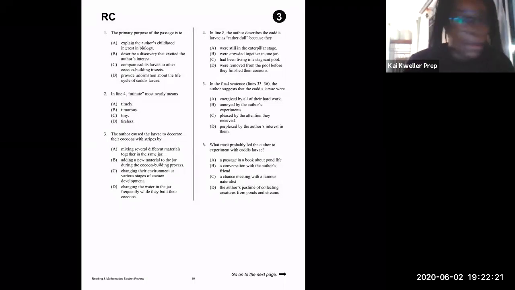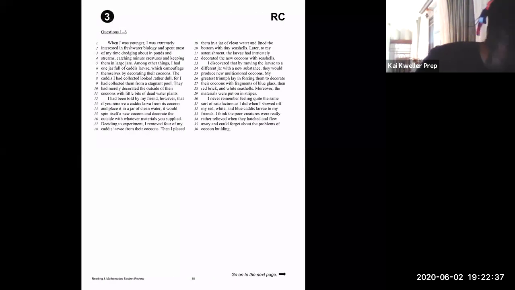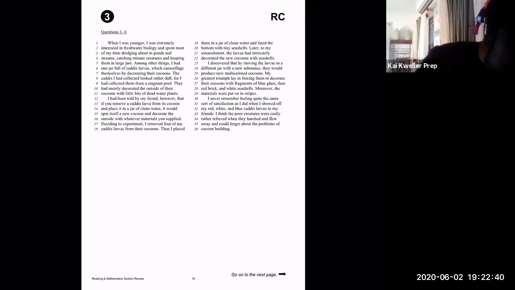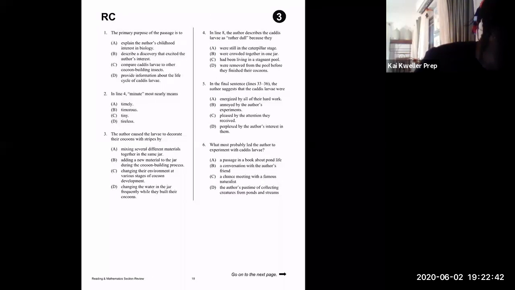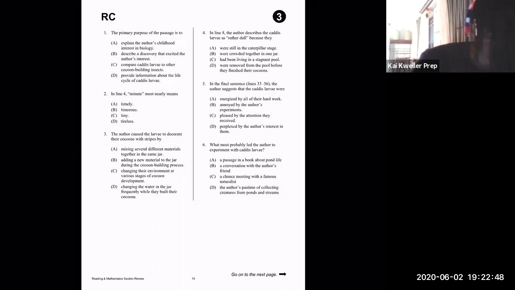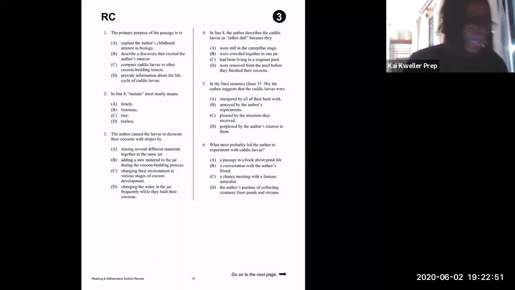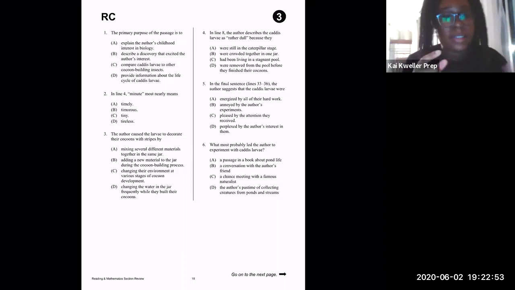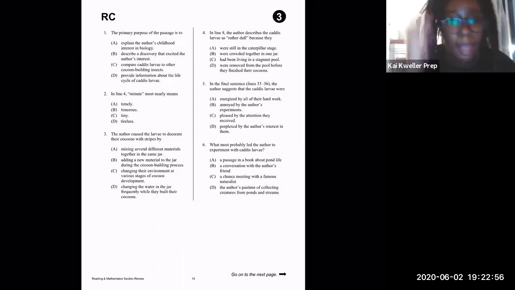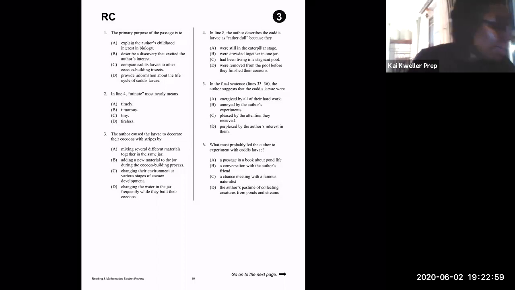All right. So back to the Nile. Once I finished the main easy questions, wait, we have another one. Question number four. In line eight, the author describes the caddis larvae as rather dull because, and we go to line eight and see what they're saying. They looked rather dull, for I had collected them from a stagnant pool. So four is C, because they were living in a stagnant pool. So always go back and reference the sentence in which the phrase is being found, because that will most likely be the answer. And it is in fact the answer.